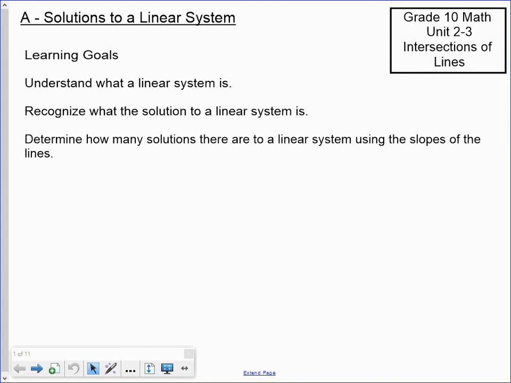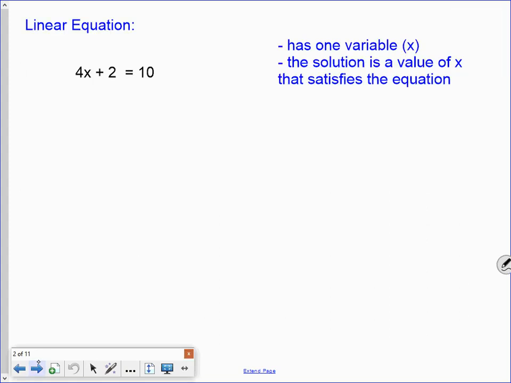So in this first section, first topic here, we're going to talk about what is a solution to a linear system. And by the end of this lesson, we'll understand, hopefully, what is meant when we say this term linear system. We want to be able to recognize what the solution to a linear system is or what it looks like. And ideally, if we're given a linear system, we'll be able to figure out how many solutions there are by looking at the slopes of the lines that are involved in this linear system. So to start with, let's go back and talk about a linear equation.